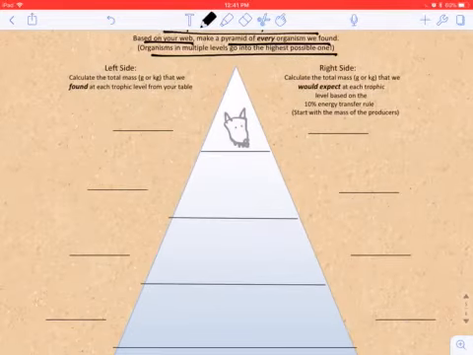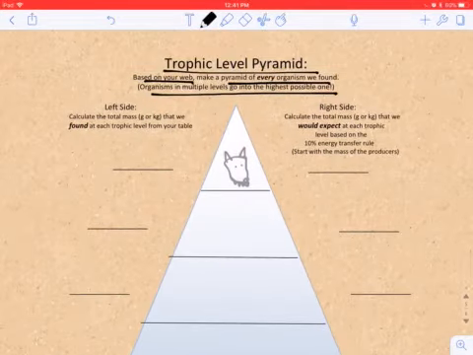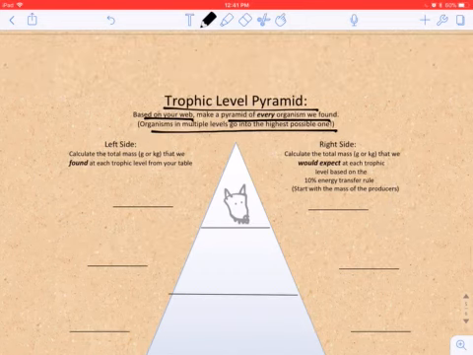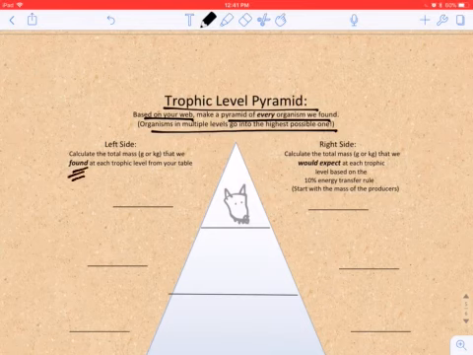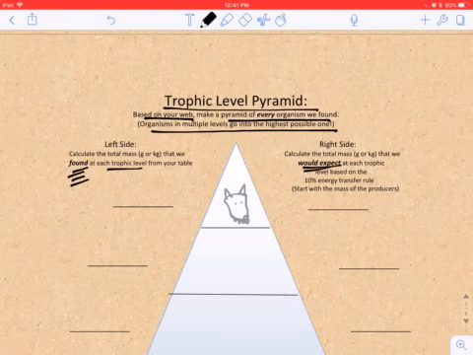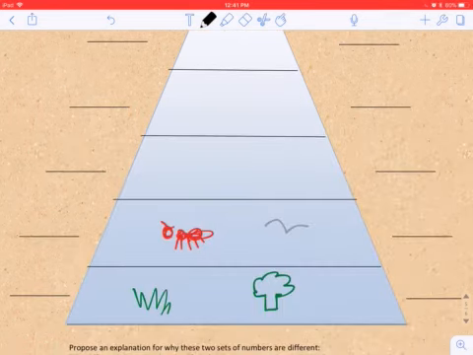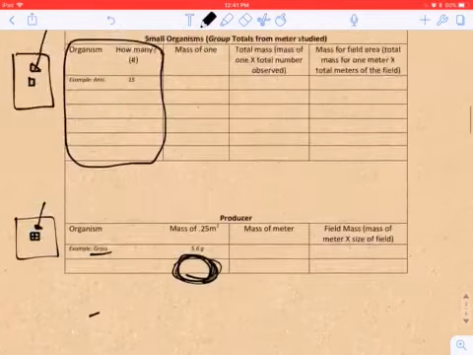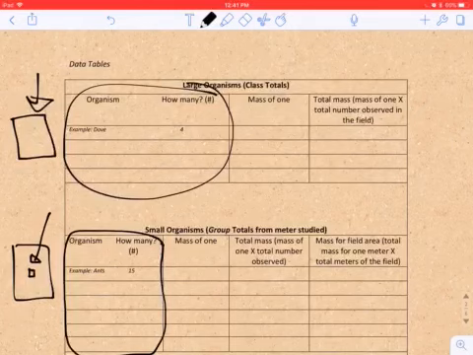Okay. Next step is you're going to try to fill out these numbers on the sides of your pyramid. We're going to look at what we actually found at each trophic level and what we were expecting to find based off of our 10% rule. In order to do that and fill out these, you have to go up to the table.